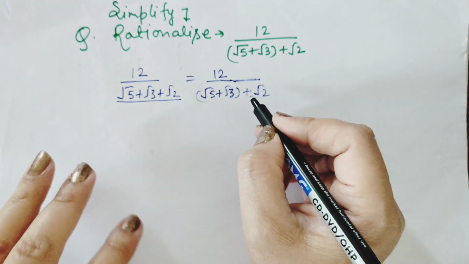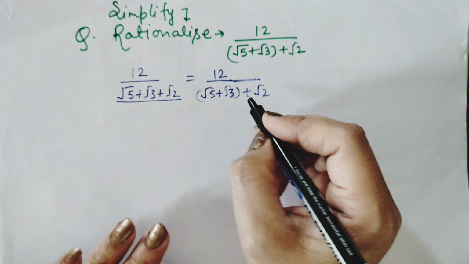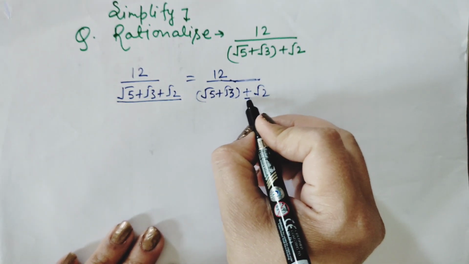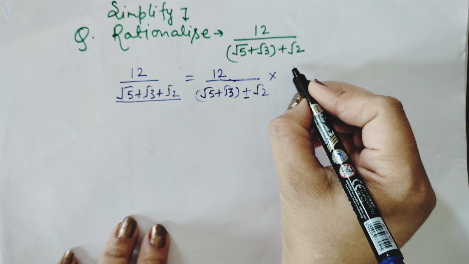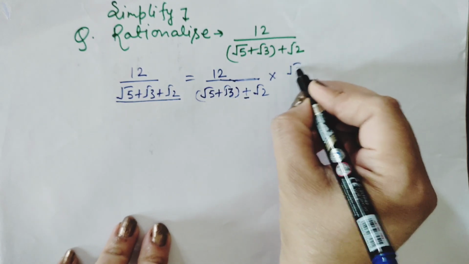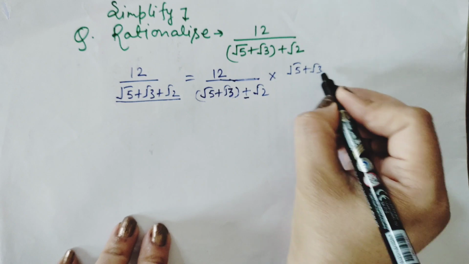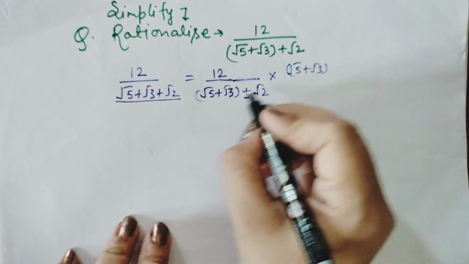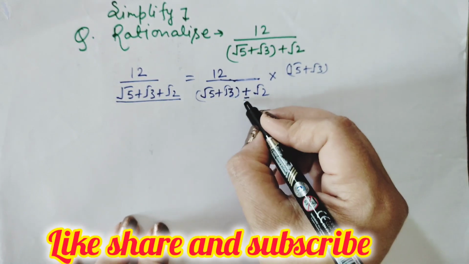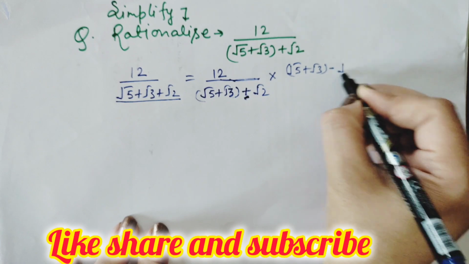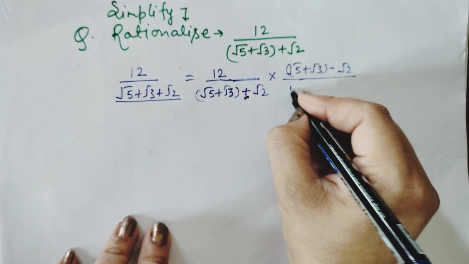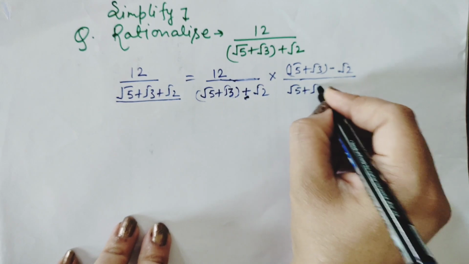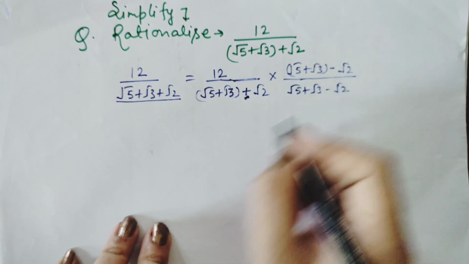Now the rationalization is easy. How? This plus sign is converted into the negative sign. So it will be a negative, root 5 plus root 3 in a bracket, and this plus sign is converted into the negative sign, minus root 2, upon root 5 plus root 3 minus root 2.